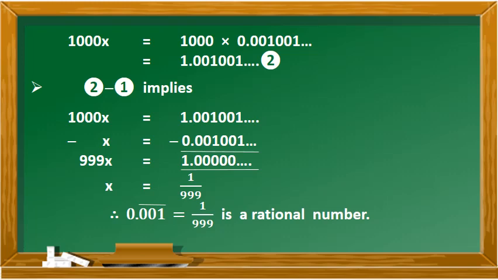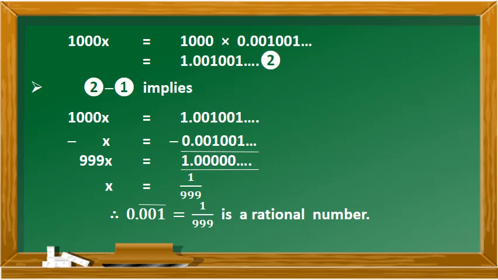Now there are two equations, equation 1 and equation 2. Subtract equation 2 minus equation 1. It implies 1000x minus x gives you 999x on the left hand side. On the right hand side, it becomes 1.001001 dot dot minus 0.001001 dot dot, which gives you 1. Now we have got 999x is equal to 1. So x is equal to 1 by 999.